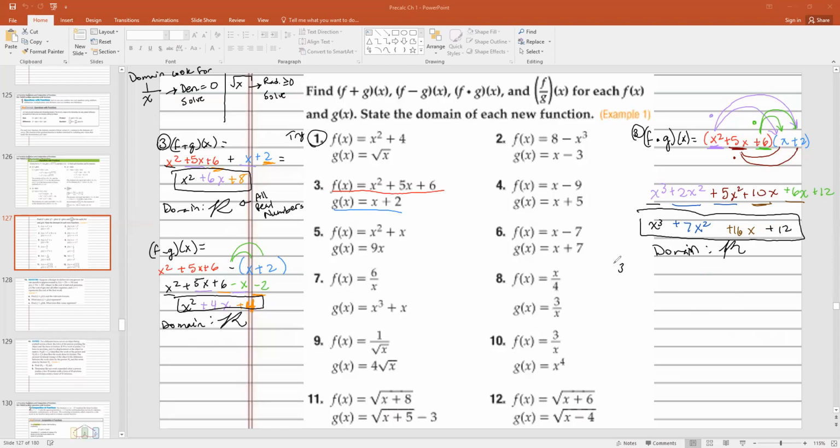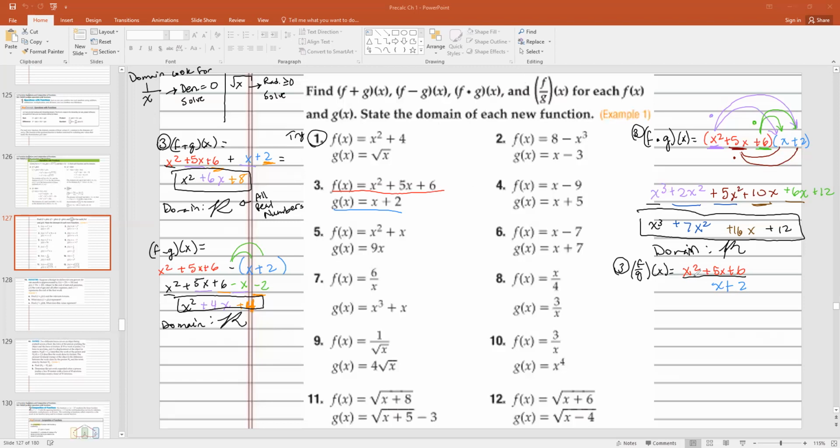All right, and the last one, division, f divided by g of x. So we have x squared plus 5x plus 6 divided by x plus 2. Now when you're dividing, it could be either really simple, like we could be done, and boom, you're done, or it could be a little bit more work. So it depends on those polynomials.